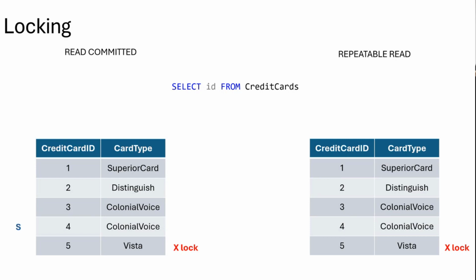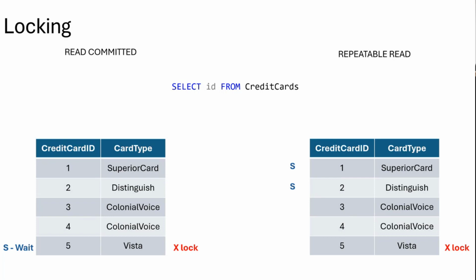And now, when I would like to read credit card number 5, I'm stuck and I'm in a waiting mode. So I'm waiting to place the shared lock on credit card ID 5, and I cannot because there is already an exclusive lock. And I can place the shared lock only after the X-lock, the exclusive lock, has been released. And the repeatable read, it's very much the same as on the previous slide.